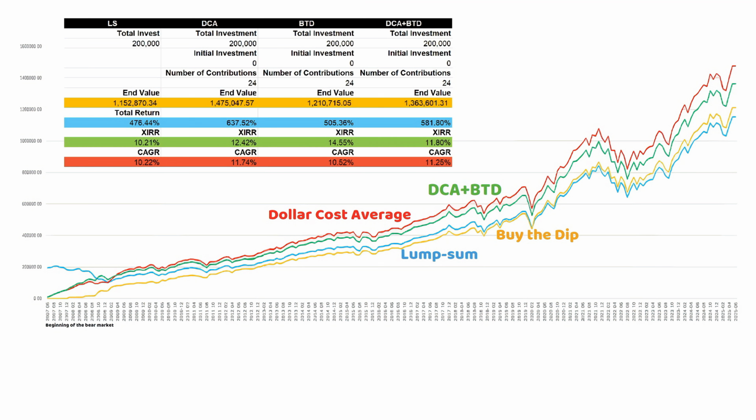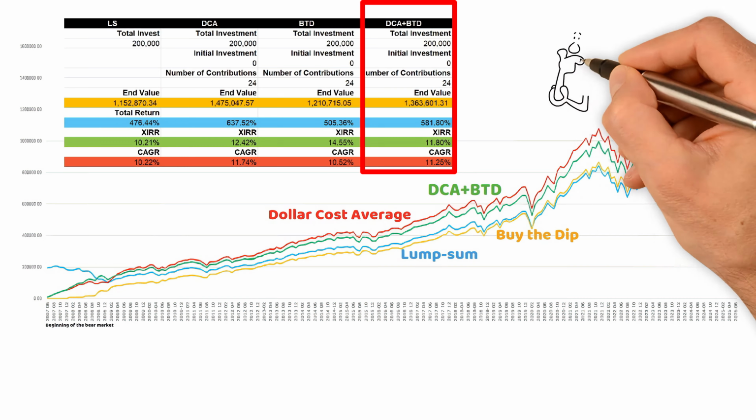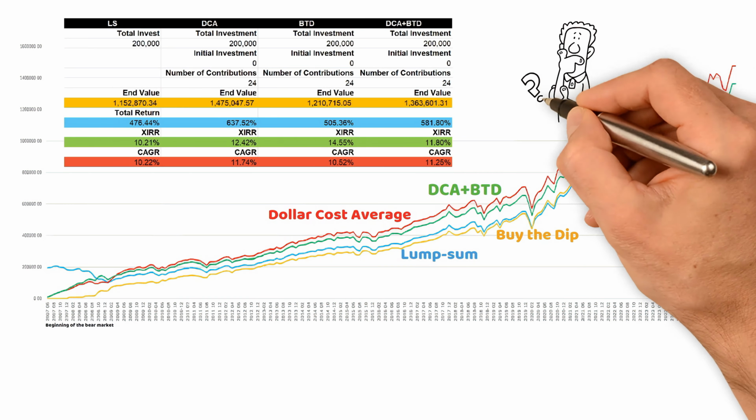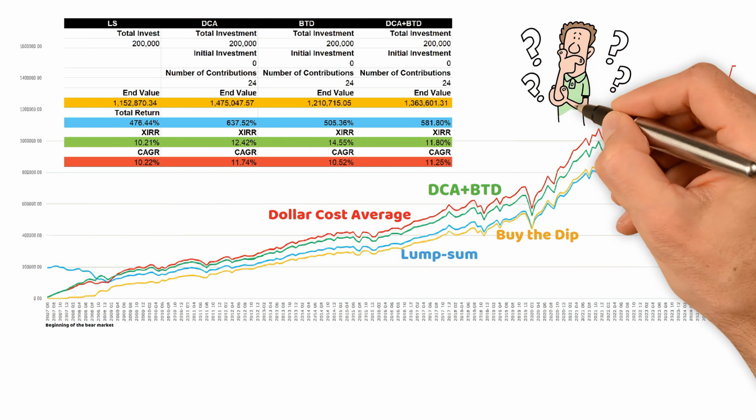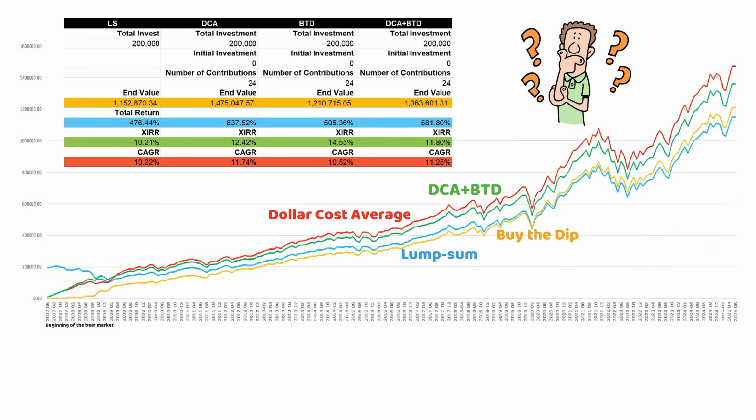The fourth combines DCA and BTD. You invest $8,333 Australian dollars every month. And if there's a dip that meets the BTD criteria, you add another $8,333 that month, continuing until the entire $200,000 is invested. Looking at the final results, DCA delivers the highest total return, while LS yields the lowest.